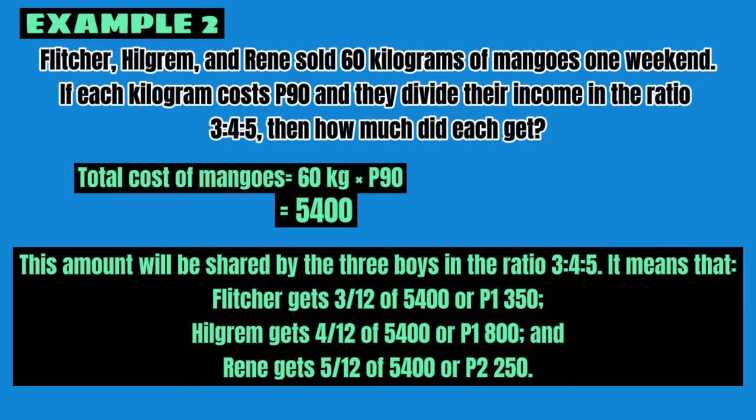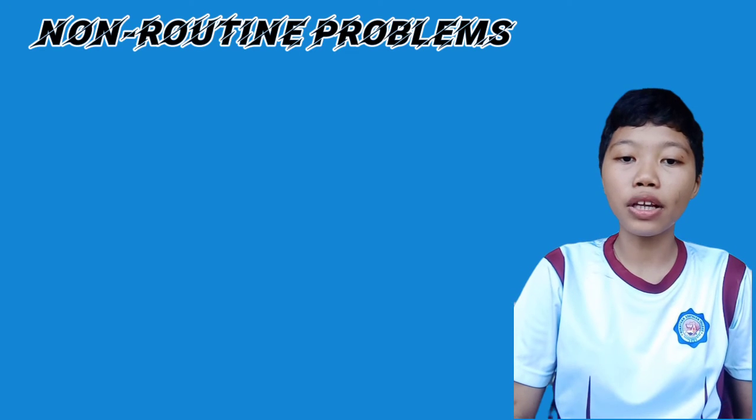If you would wonder where I got the denominator 12, I simply added the ratio 3, 4 and 5. To check if the answer is correct, add the shares of the three boys and see if the total is 5,400. Then, the ratio of 1,350 to 1,800 to 2,250 in simplest form must be 3:4:5.